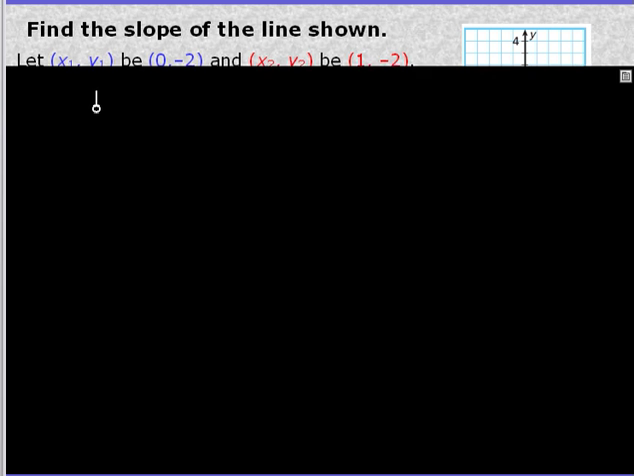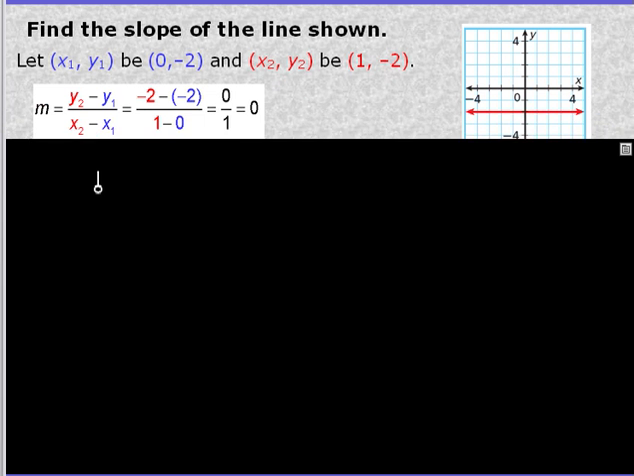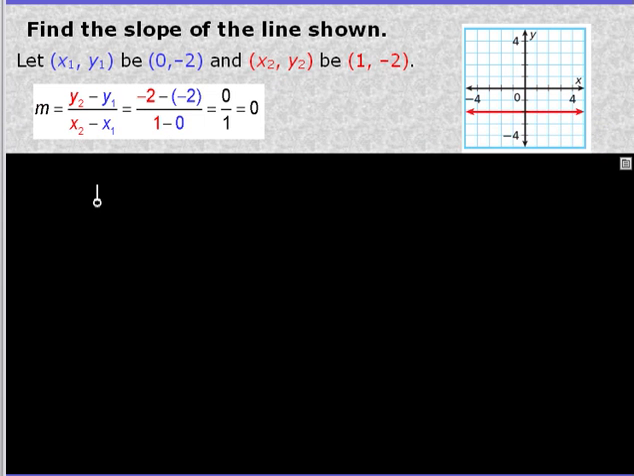All right, find the slope of the line shown. So again, this is a horizontal line. So you can either remember that horizontal lines always have a slope of 0, or you can pick 2 points. They picked this point and this point, plugged them in, and they get 0 over 1, which is 0.